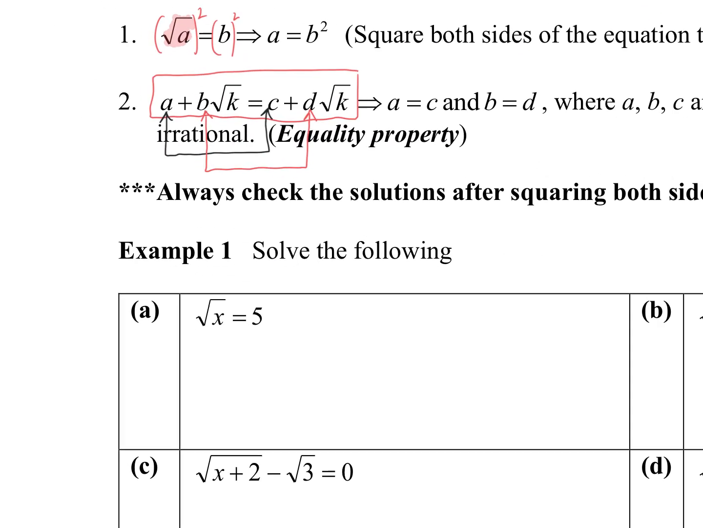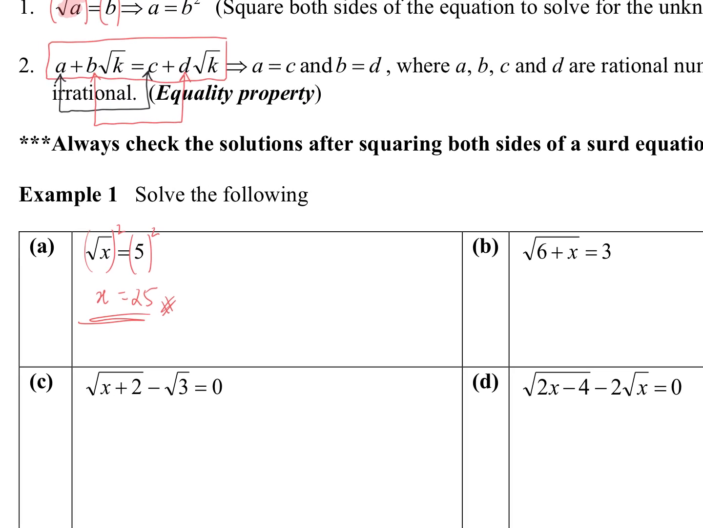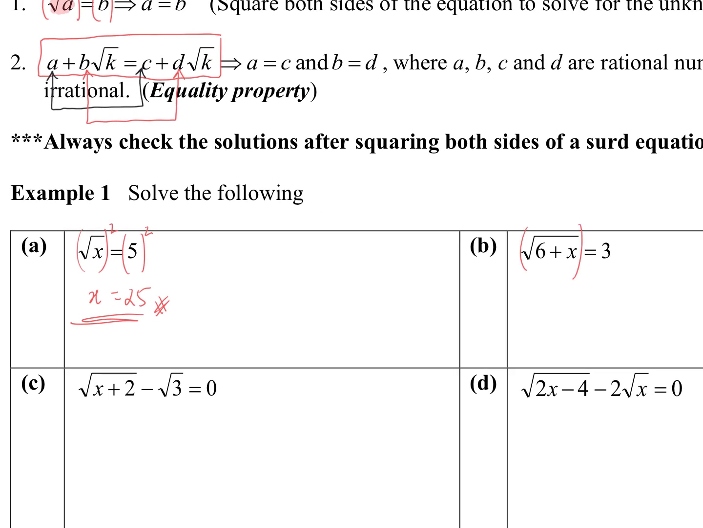Okay, so first thing first. First question. To get rid of the square root, what should I do? Square both sides. So x is just 25. Done. Okay, same thing. To get rid of the square, I square both sides. Okay, I square both sides and then I solve for x.